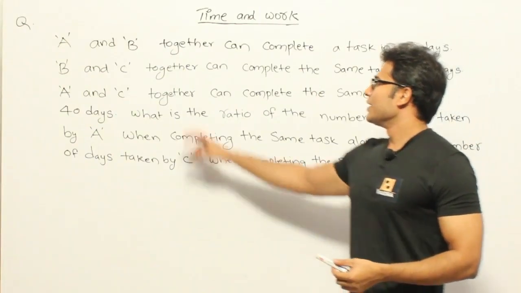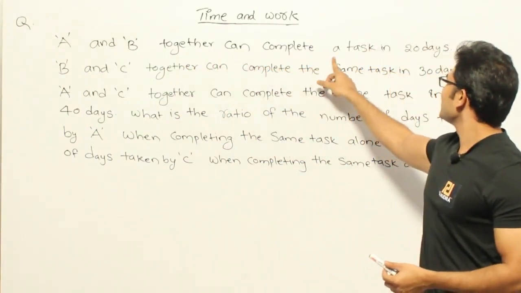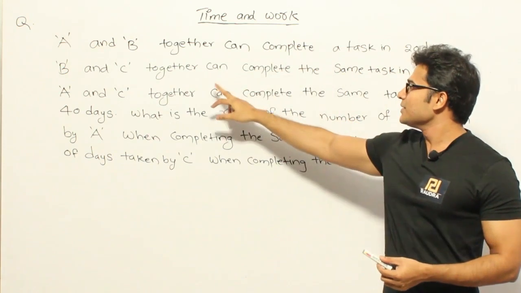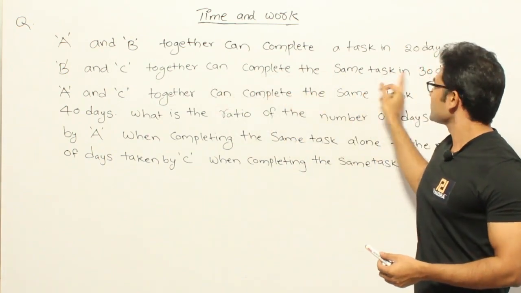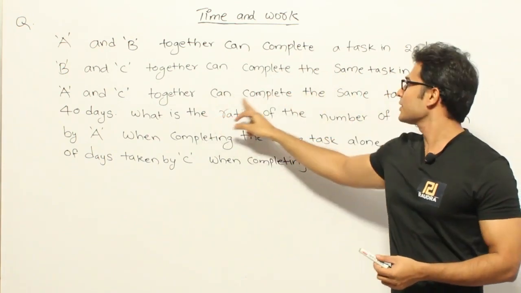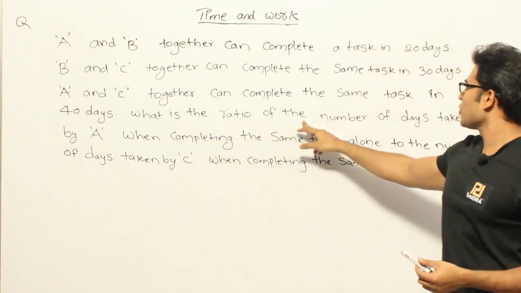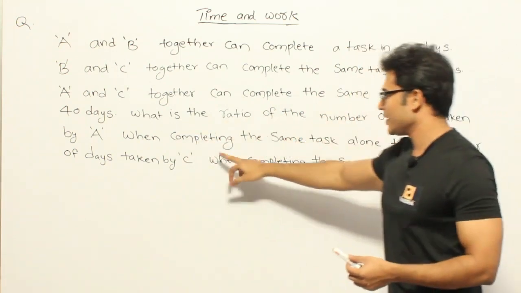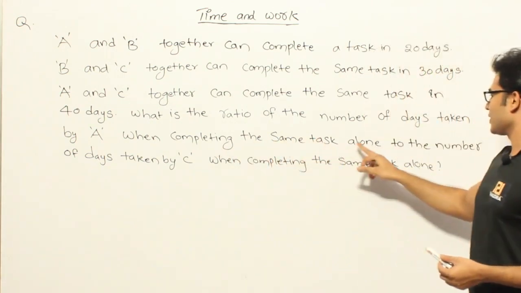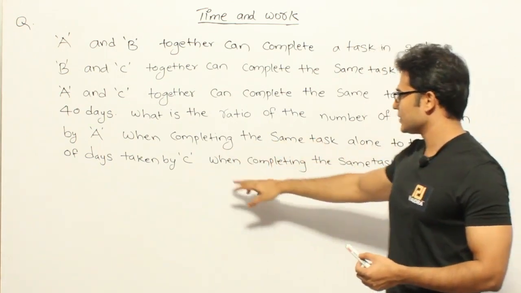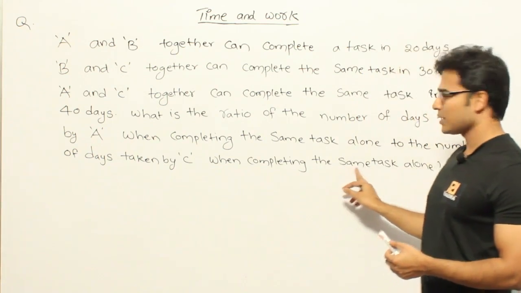Let's see this question. A and B together can complete a work in 20 days. B and C together can complete the same task in 30 days. A and C together can complete the same task in 40 days. Then what is the ratio of the number of days taken by A when completing the same work alone to the number of days taken by C when completing the same task alone?